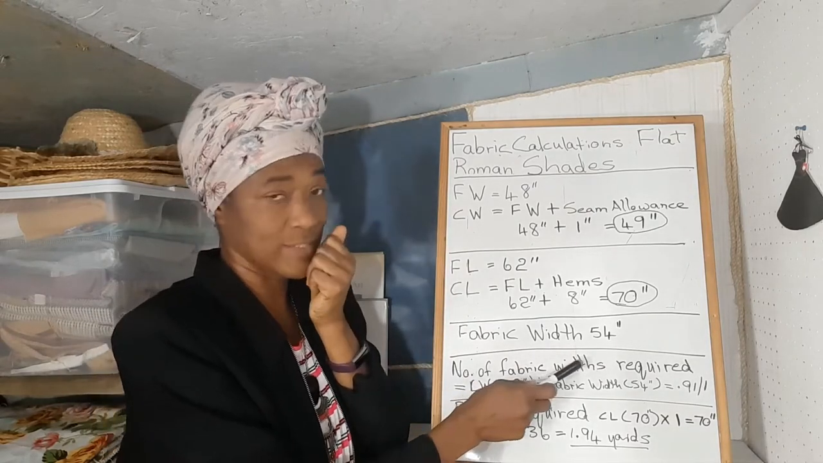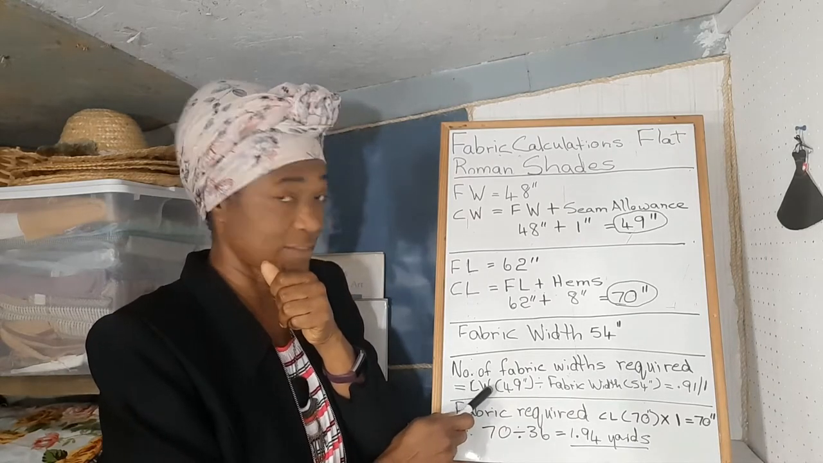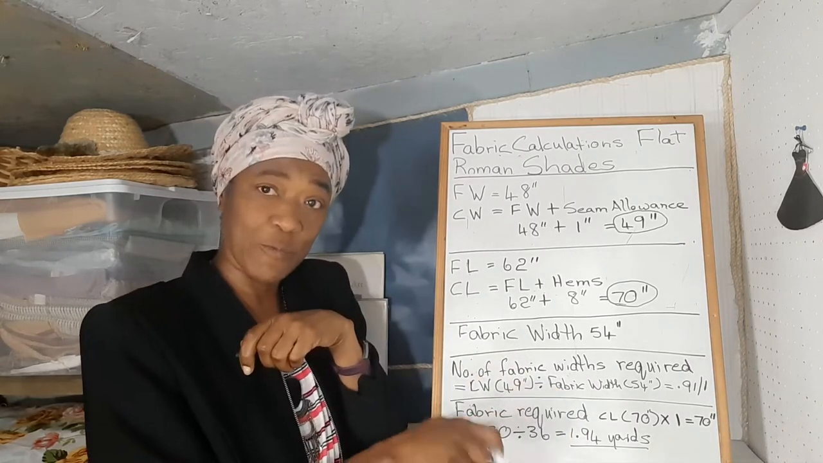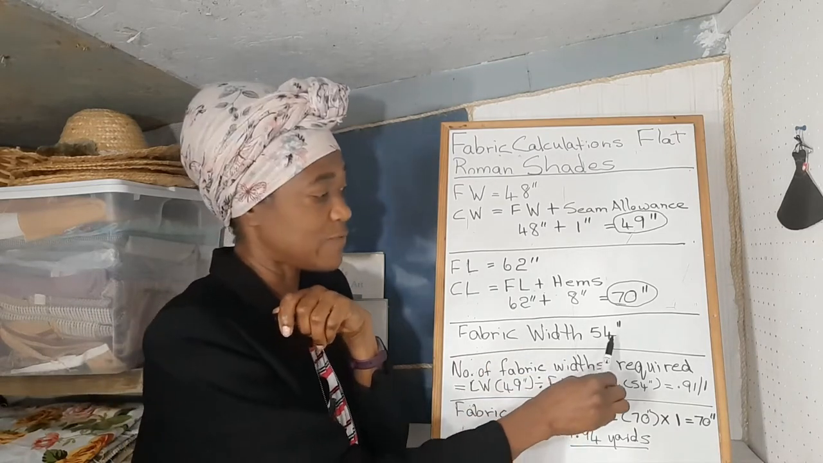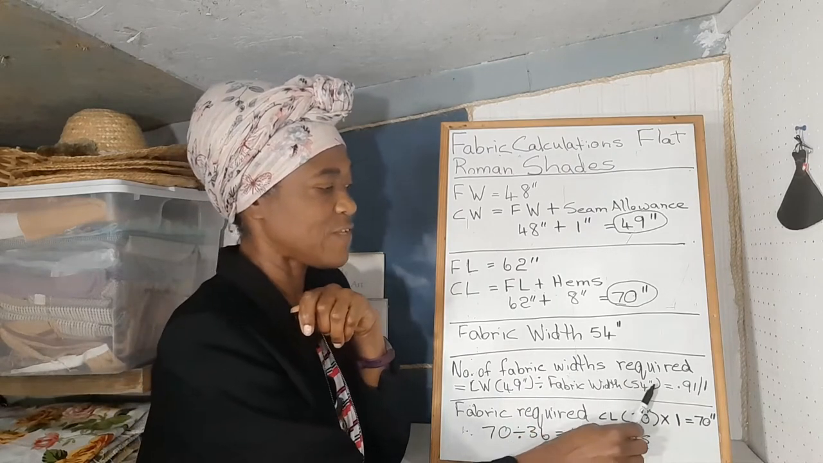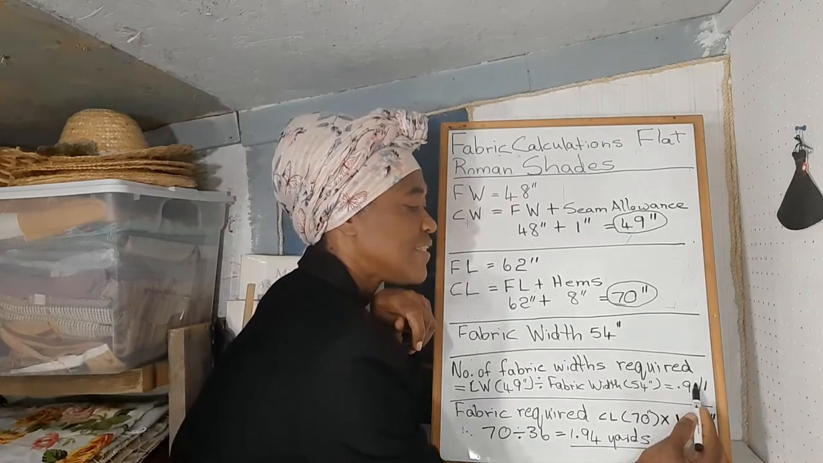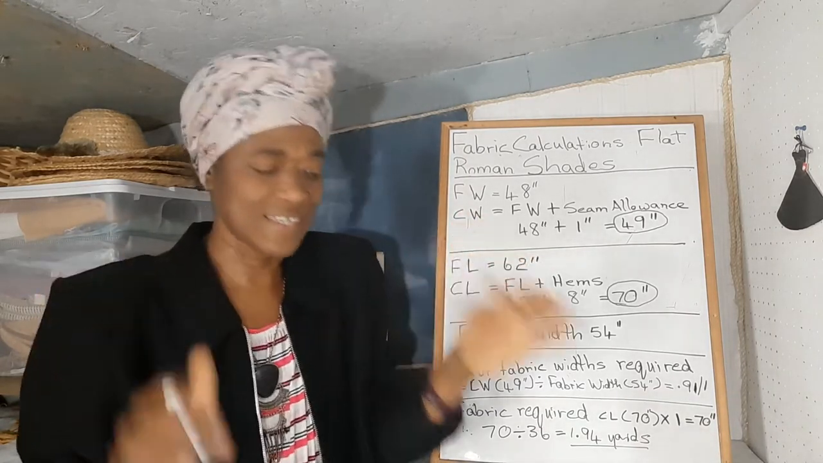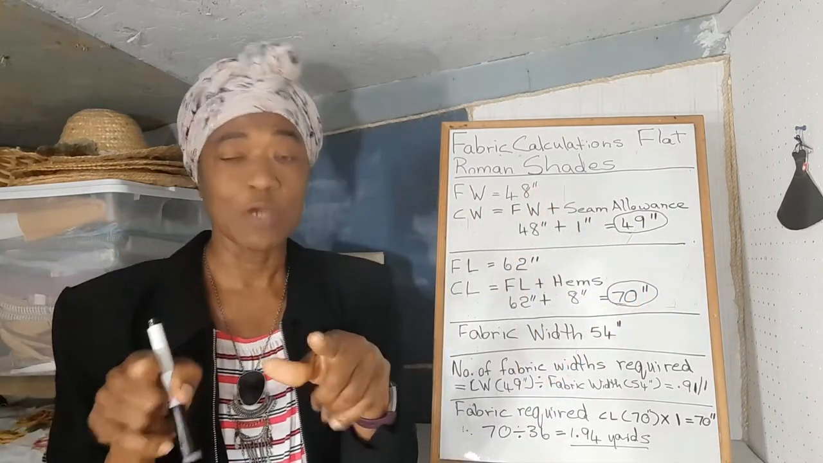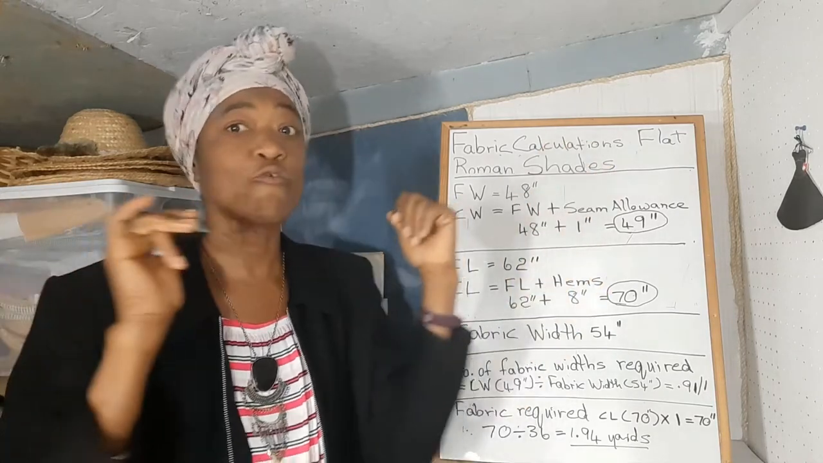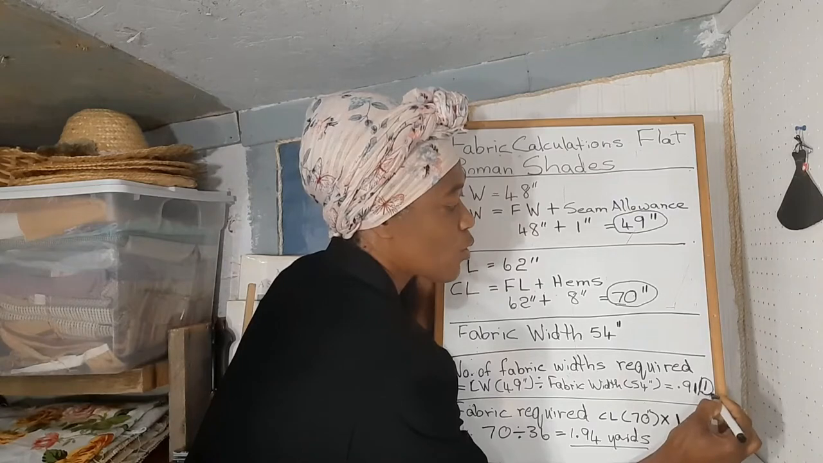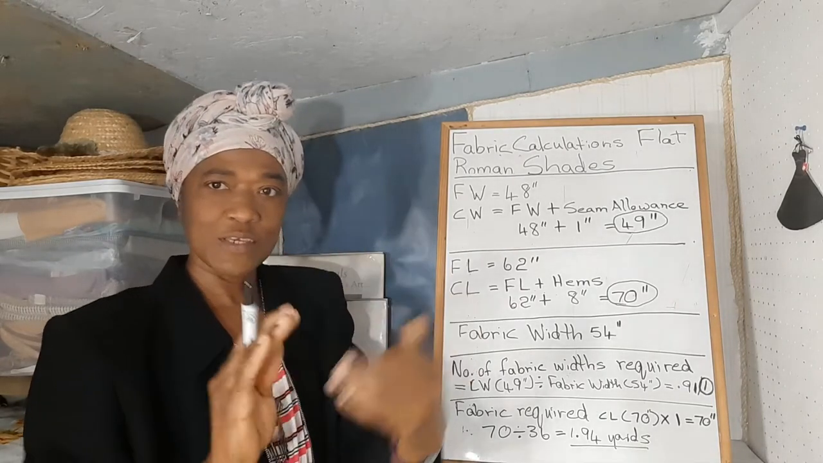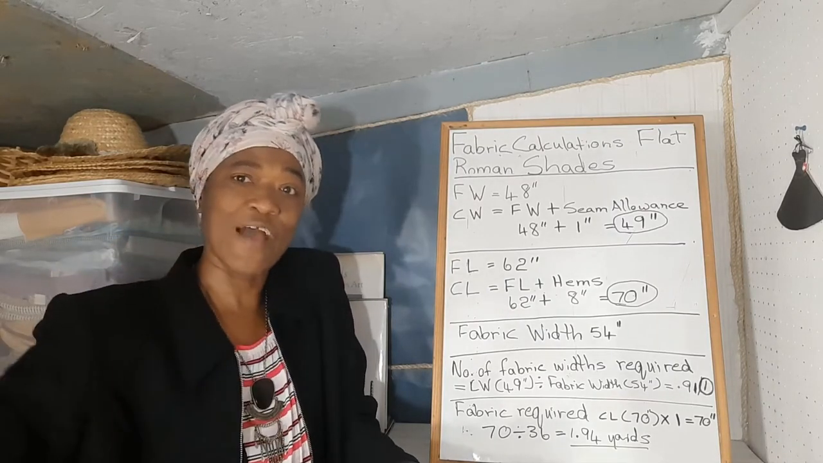So the number of fabric widths required equals our cut width, which is 49 inches, divided by our fabric width. And what's our fabric width? Our fabric width is 54 inches. So it's 49 divided by 54 inches, and that equals 0.91. So essentially we need less than a width of 54 inches. However, we can't go into the store and buy less than a width. So we round that up to 1. So we will need 1 width of fabric. Then we go on to use our length to see how many yards of fabric we will need down.